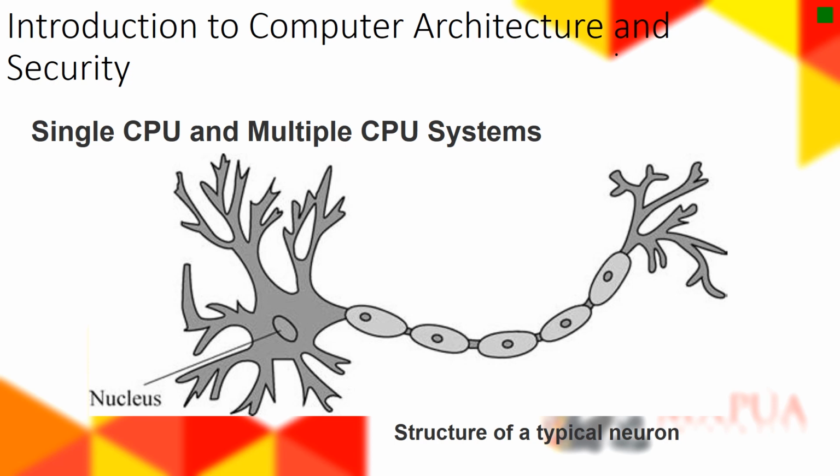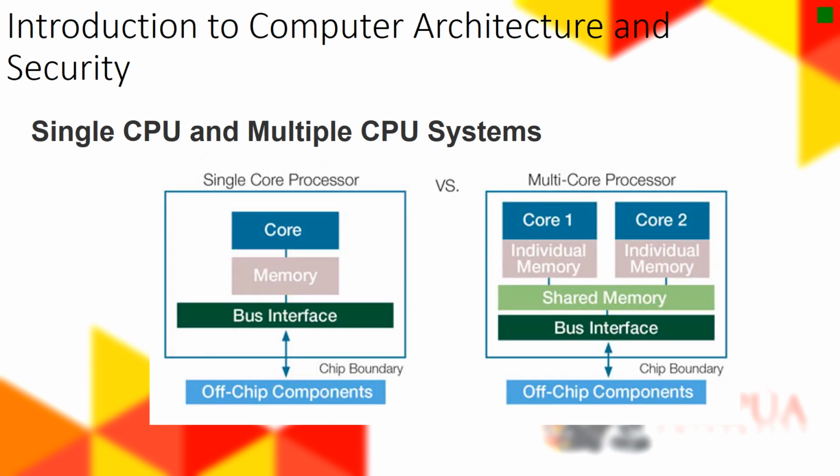So we can compare the CPU to a human brain. This is the structure of a typical neuron. The single core processor versus the multi-core processor is shown in the figure. A single core processor is a typical structure of the CPU. It processes data sequentially as long as the operations are not too complicated.